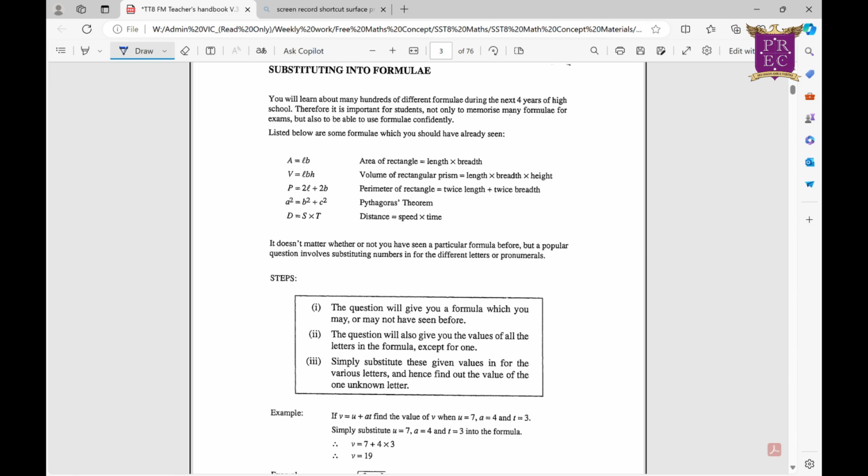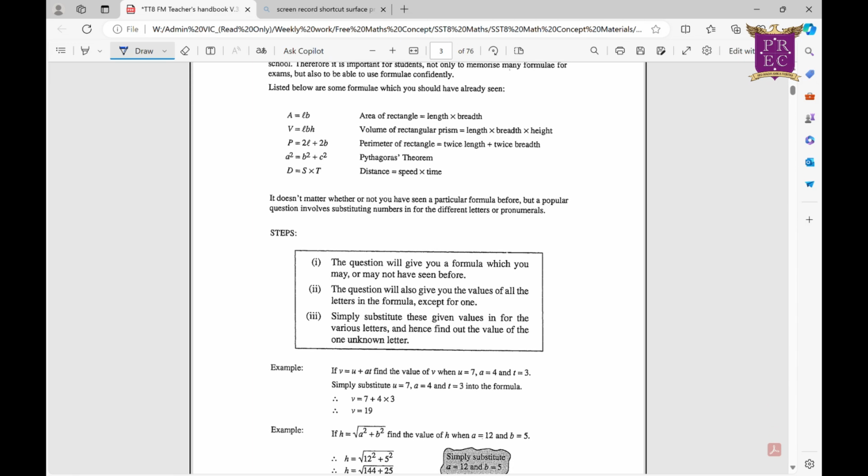Let's have a look at the example over here. Let's do this one. Find the value of h if a is 12 and b is 5. What we have to do is replace the a with the 12 here. So h is equal to a squared, so we're replacing the a squared with 12 squared, and we're replacing the b with the 5, so it's 5 squared.